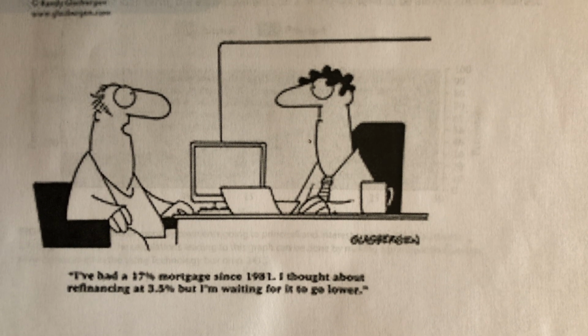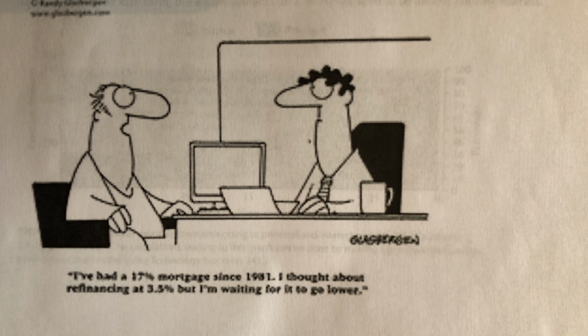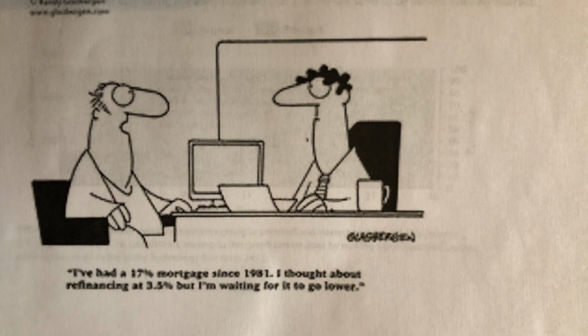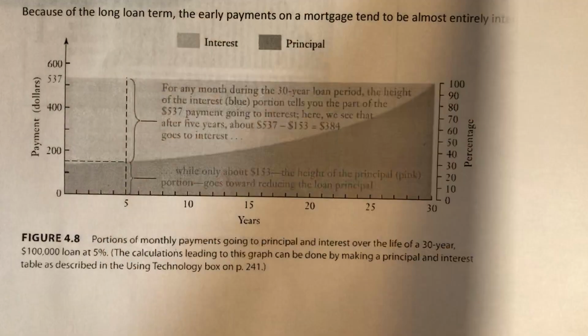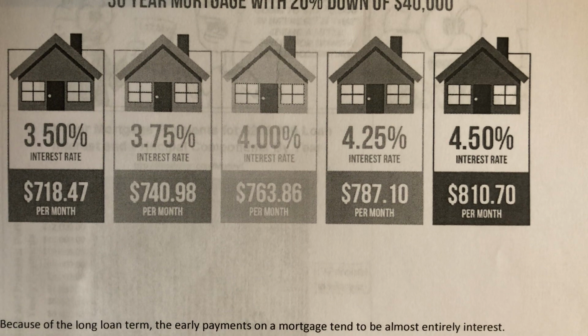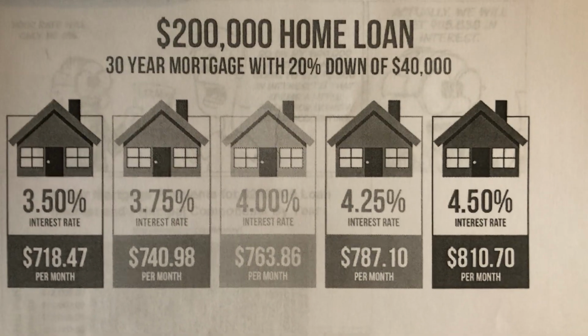So this guy had a 17% mortgage. He thought about refinancing to 3.5. He was waiting for it to go lower. Yeah, big mistake. He would probably save himself $1,000 a month if he was to refinance off of that. All right, to kind of show what the interest rates do.